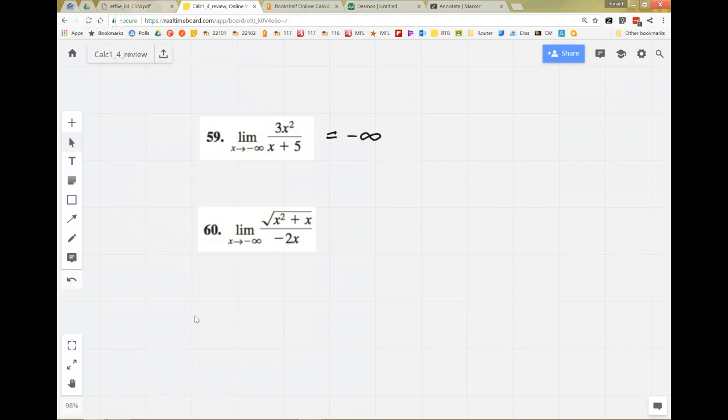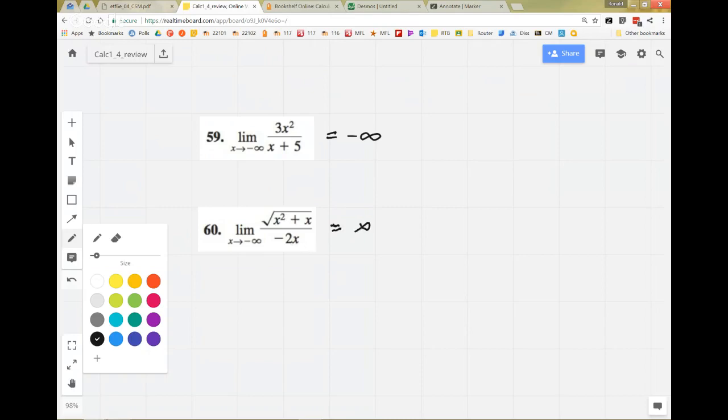Now, we've got to check the sign. We're approaching negative infinity. When you square a negative infinity, it's going to be a positive, and then when you take the square root, it's a positive. On the bottom, when x approaches negative infinity, it's going to be -2 times the negative infinity, which is a positive. So they're both positive. Let's go through that one more time.